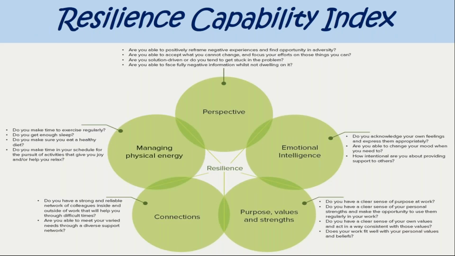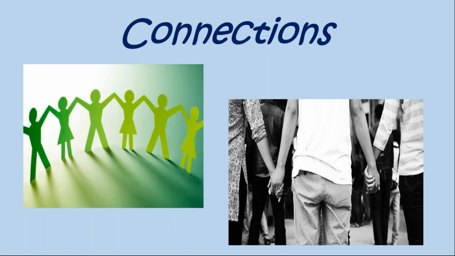And finally, the last capability in the model is connections. And connections is about our networks, our friends, our colleagues, our family and neighbours, all of the people who are around us and who we connect with. Importantly, though, the people who we support and who support us as well. And it's about our own ability and willingness to access that support, to ask for help and use it when we need it.